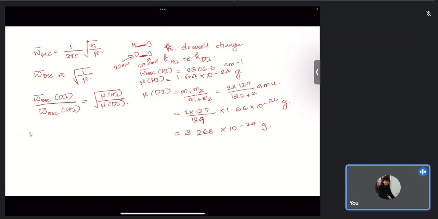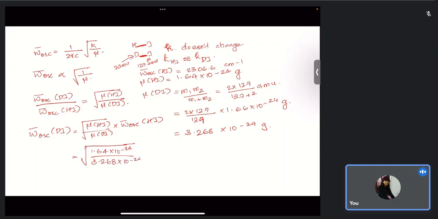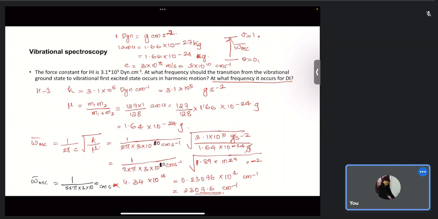So we have to find omega bar OSC of DI. This is equal to root of mu of HI by mu of DI into omega bar OSC of HI. So this is equal to 1.64 into 10 to the power minus 24 divided by 3.268 into 10 to the power minus 24. Both of them are in grams, so it's going to cancel out, and we have 2306.6.